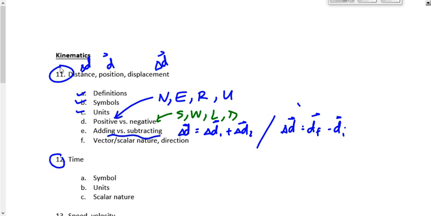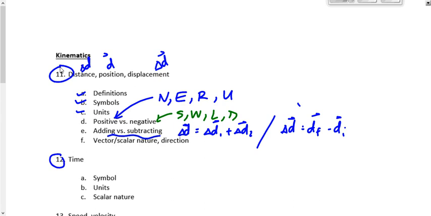I'm walking 2 meters. Got it? I just walked 2 meters. Now I'm going to walk 3 meters in the same direction. What's my distance traveled there? I walked 2 and then I walked 3. What's my distance traveled? Yeah, it's 5, right? We just add them together, right?